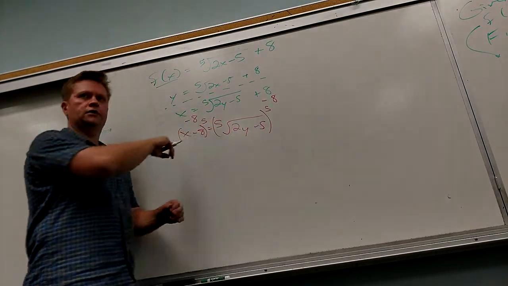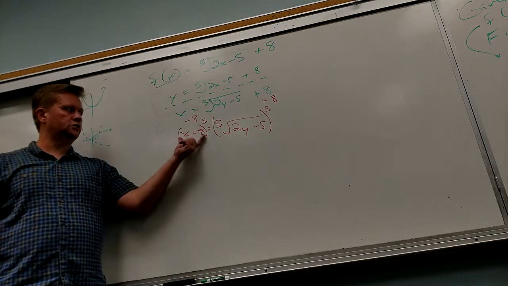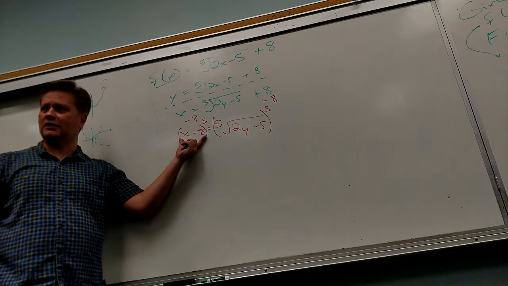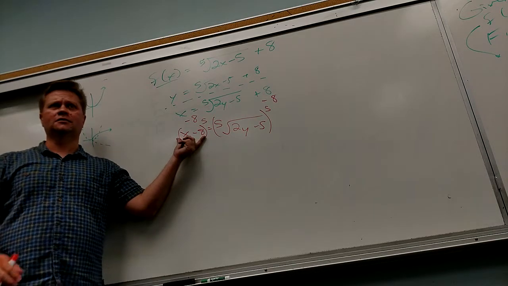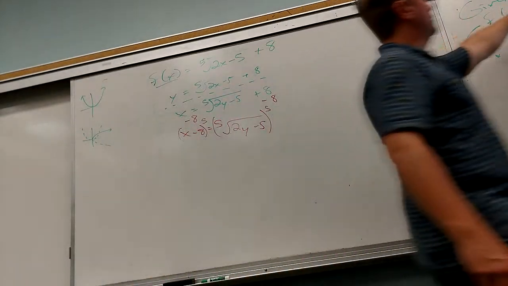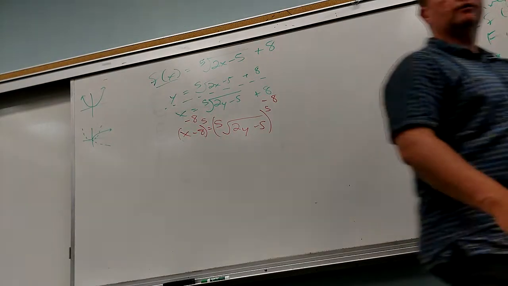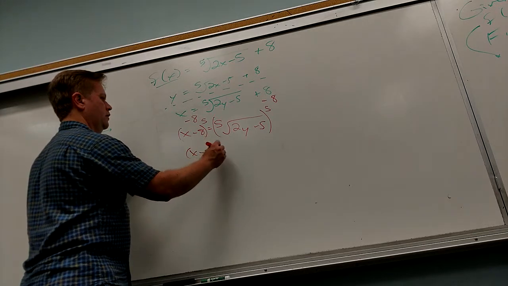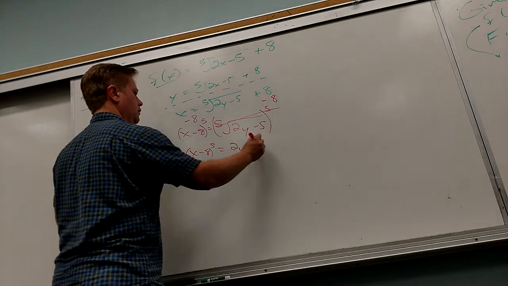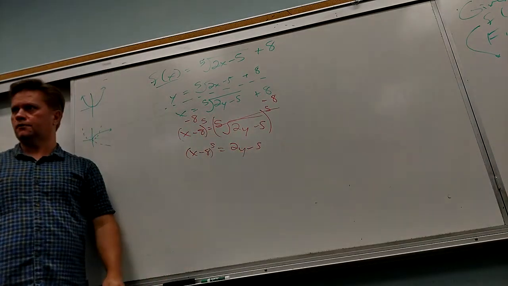Please note, if I ask you to find the inverse of a function and you end up with this, don't multiply that out 5 times. Leave it like this, okay? Just like I did here. Look, I had x minus 2 cubed. I didn't have x cubed and so on. So now I've got x minus 8 to the 5th equals, those cancel. And I just have a couple more things to do.